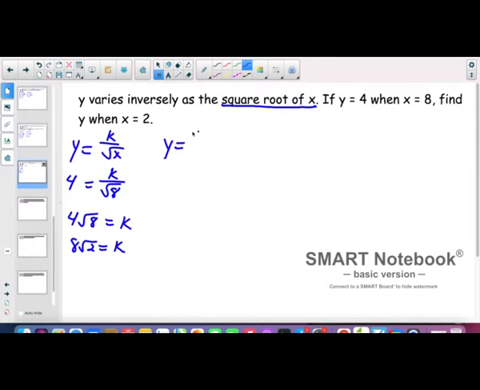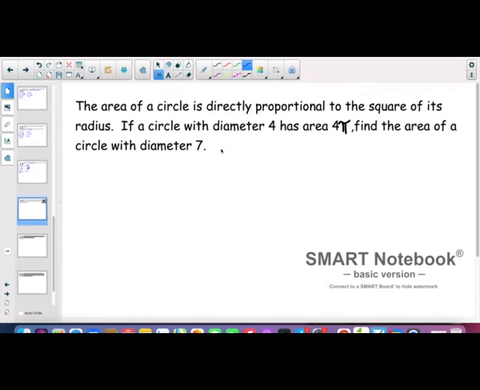I'm going to replace k with 8 square root of 2. And now it says find y when x equals 2. So if I replace x with 2, notice these two things cancel out right here, leaving us with y equals 8.